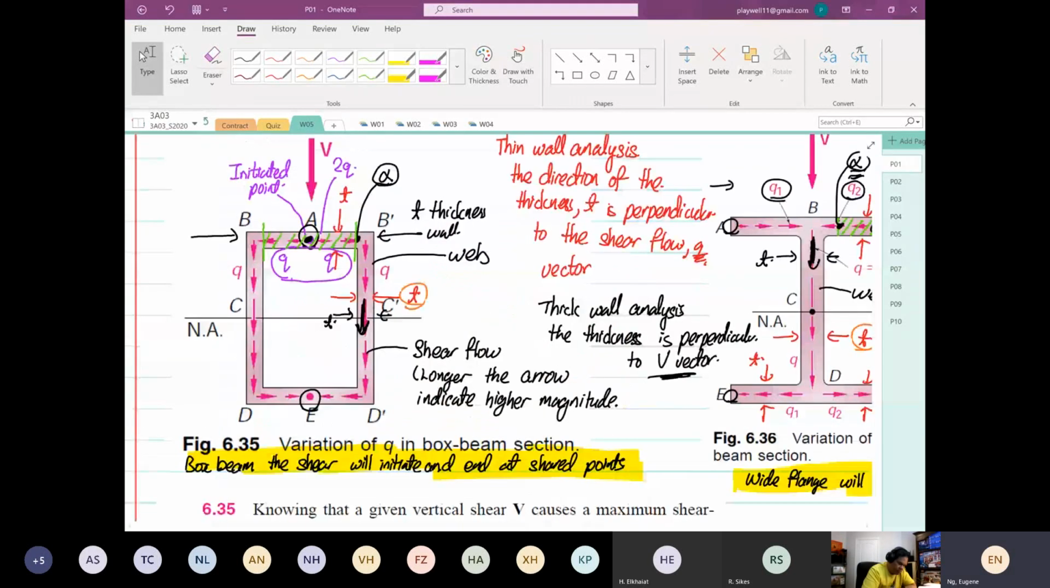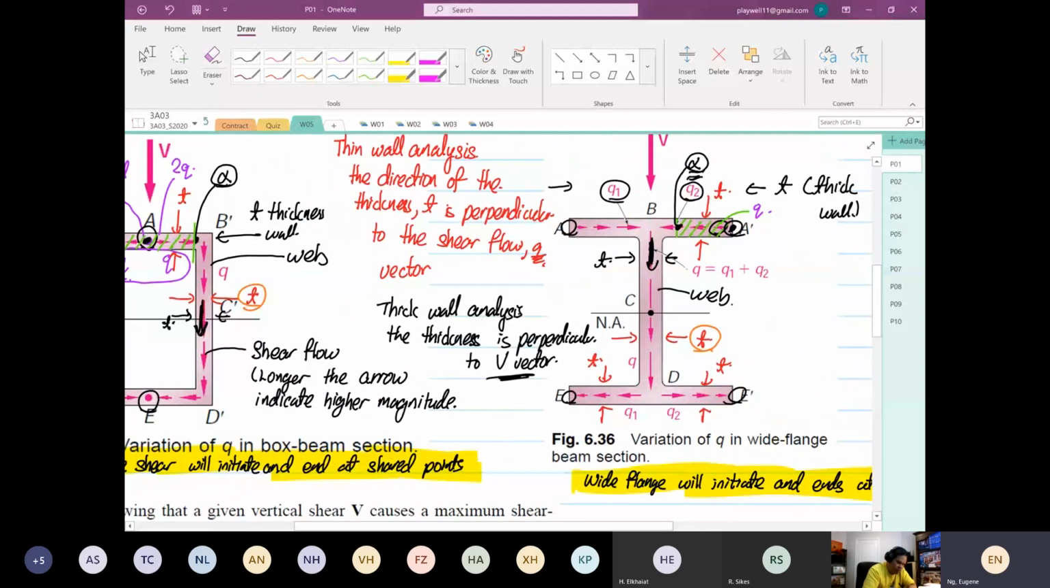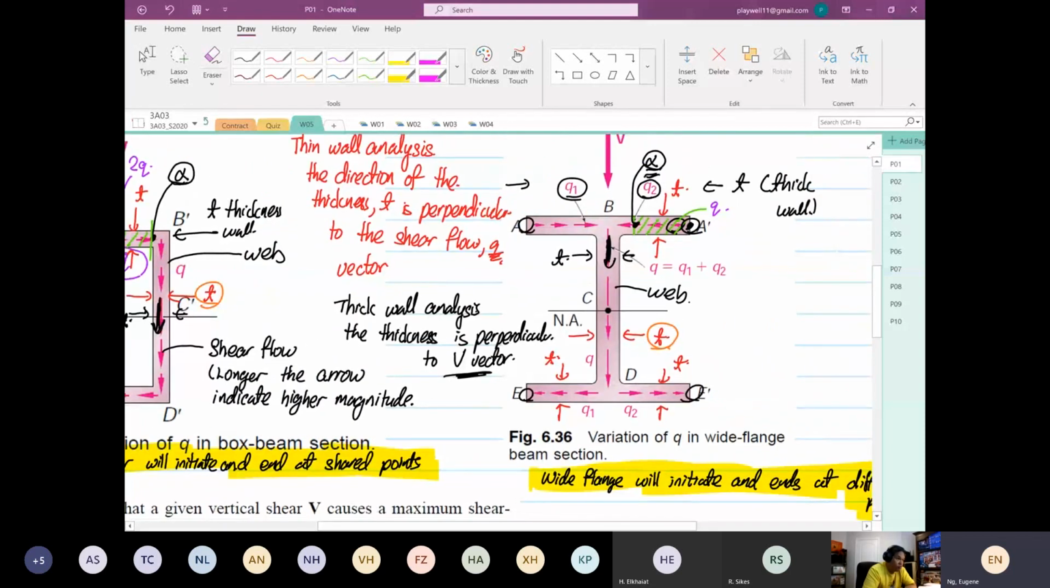When it's a box beam, it shares the Q. So one Q goes to the left, one Q goes to the right. You have to divide by 2. Over here, you don't need to divide by 2. Does that make sense? Right? Yes. So that's the only thing.